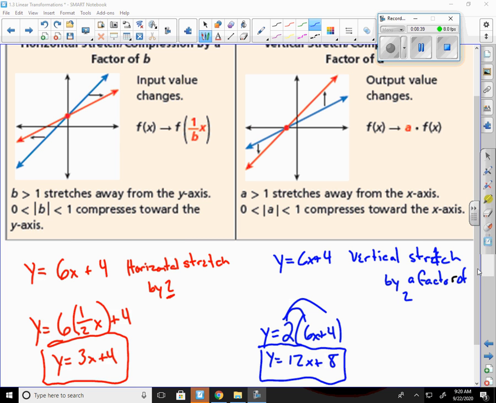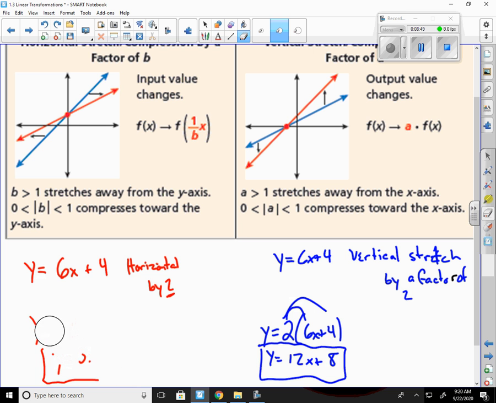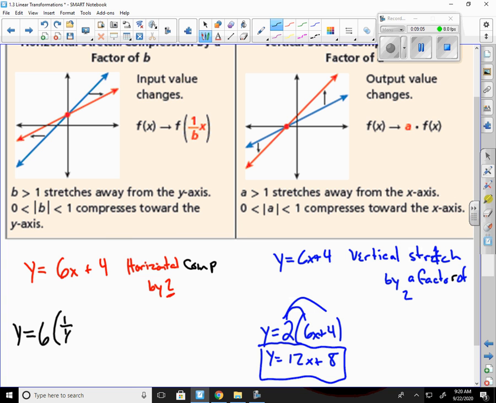What if it had said a horizontal compression by 2? So then if this was a compression, then whenever I do this, it's going to be y equals 6 times, and then it's going to be 1 over 1/2, which basically means that that's going to become 2. So this would just be a 2 in here.